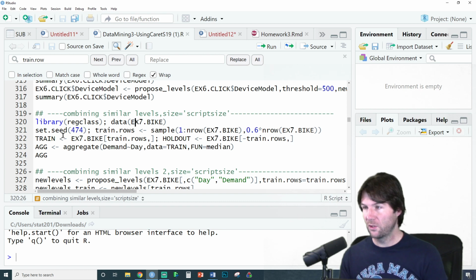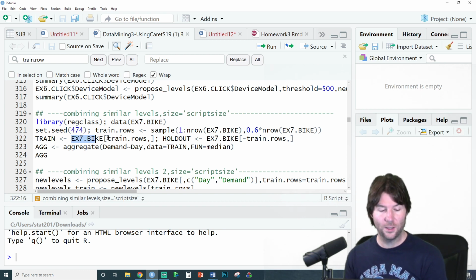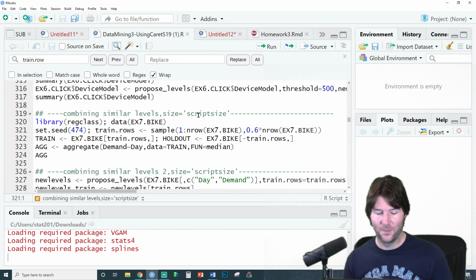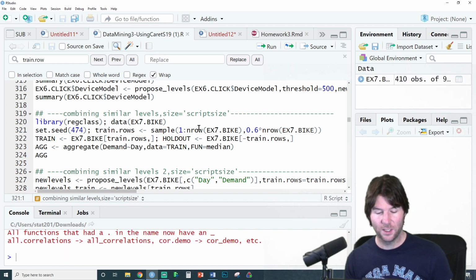So on the next line, we're going to store our train subset, and this is what you're doing in your assignments: you're going to create a train subset by going inside of ex7 bike and only taking the train rows. Now the holdout, I think I made a mistake when we were doing this because I didn't change this to the minus. You'll notice when you create these things, you should see ex7 bike loads is 410 observations.